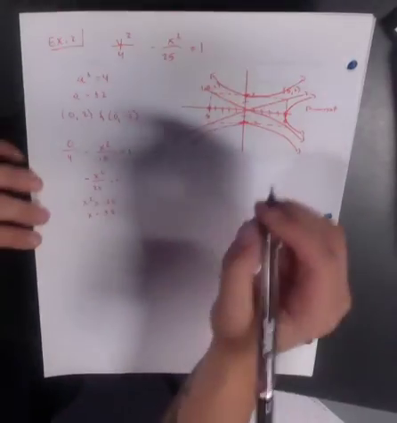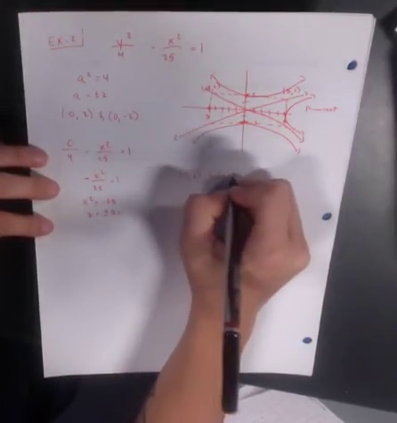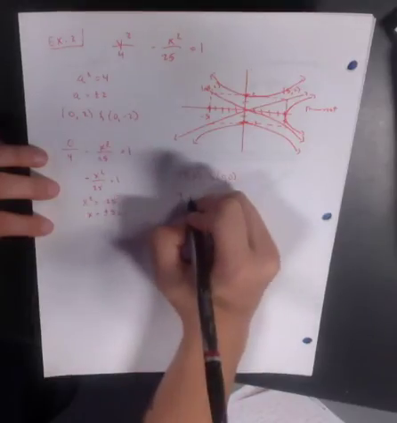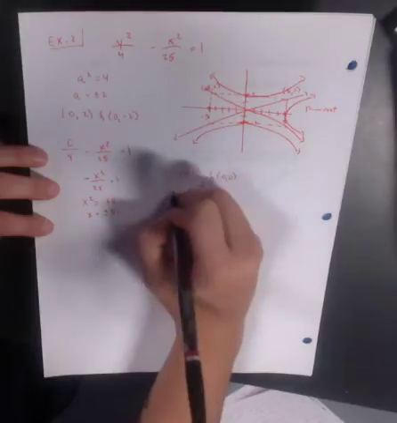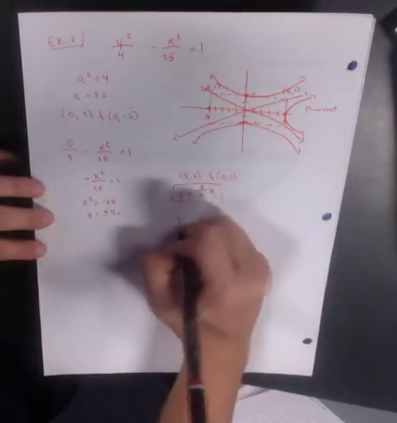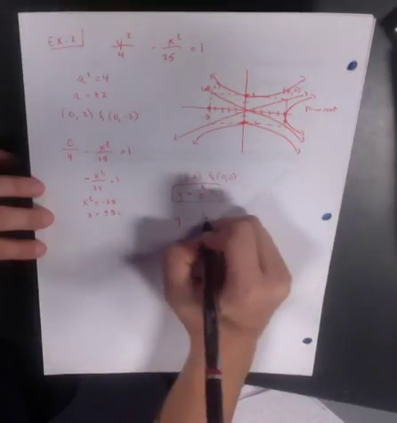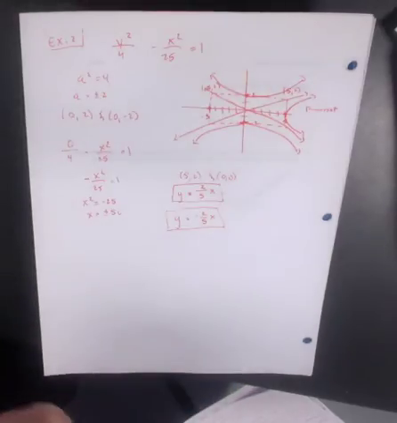Okay, and I know one of my asymptotes goes through (5, 2) and (0, 0). So y equals, our slope is the change in y over the change in x, which will be 2/5. And we know that we have the exact negative of that as well, negative 2/5. Those are my two asymptotes.